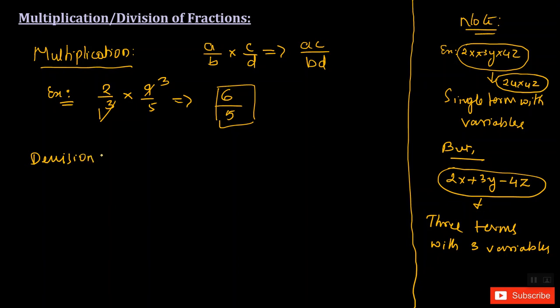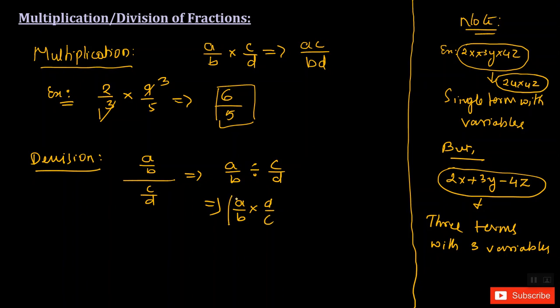Now let's talk about the division of fractions. Division we can represent in a different way. If I say A by B divided by C by D, this can also be expressed as A by B divided with C by D, right? These are the different notations we can use. Whenever you are doing division of a fraction, remember one thing: keep the first term as it is, A by B, and this division sign can be converted into multiplication by flipping the second term. So C by D can be written as D by C now.